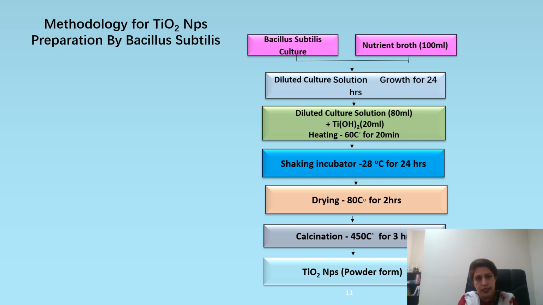heated at 60 degrees centigrade for about 20 minutes. After 20 minutes, this solution will be kept in a shaking incubator at 28 degrees centigrade for about 24 hours. After that, this solution will be dried at 80 degrees centigrade for the next 24 hours. After the drying, the titanium oxide nanoparticles will settle down at the bottom of the flask in the form of the powder, which will be calcined at about 450 degrees centigrade for 3 hours in a furnace. After that, the pure crystalline form of titanium oxide nanoparticles will be attained.